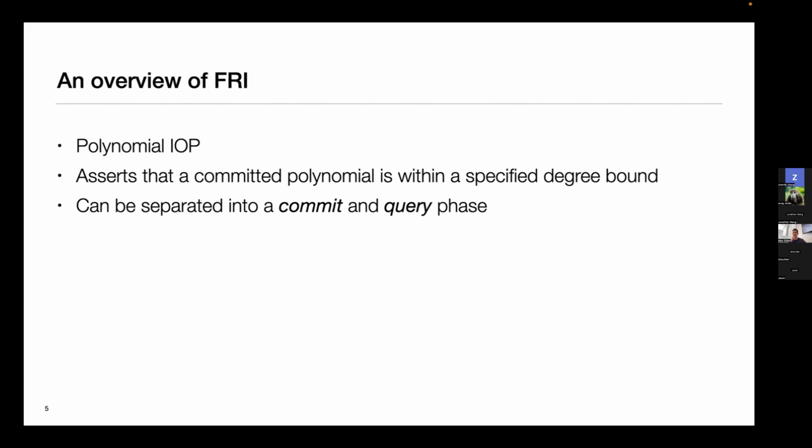At a really high level, FRI is a polynomial IOP in itself. There's a back and forth between a prover and verifier. It asserts that a committed polynomial is within some given degree bound. The polynomial commitment actually comes from just a Merkle tree commitment. The FRI IOP is what gives you a statement about the degree bound of those claimed polynomial evaluations. And also at a high level, which I'll go into next, FRI can be broken down into a commit phase and a query phase. The artifacts of a FRI proof are various steps during the commit and query phase.